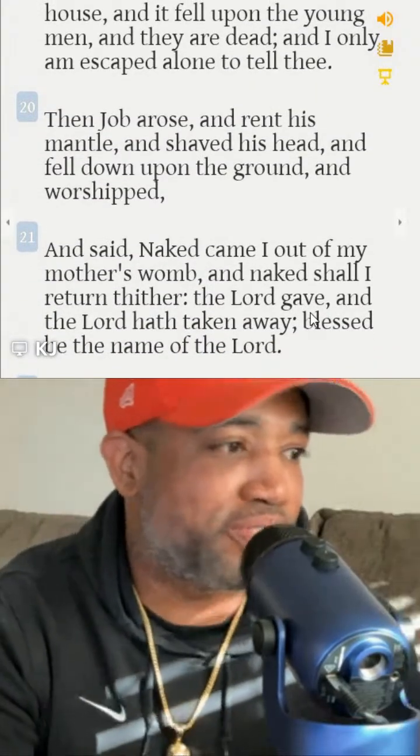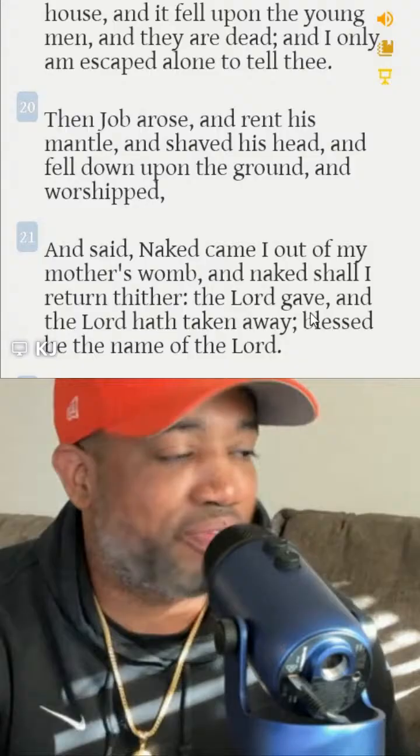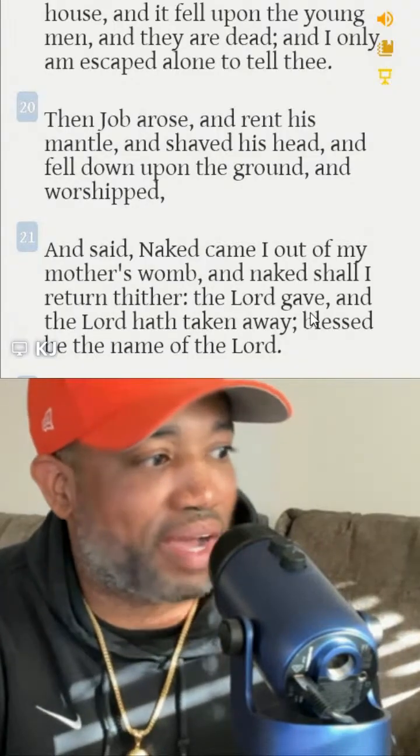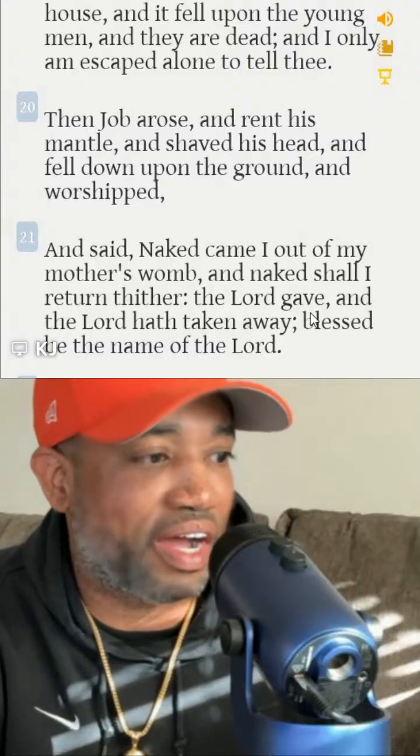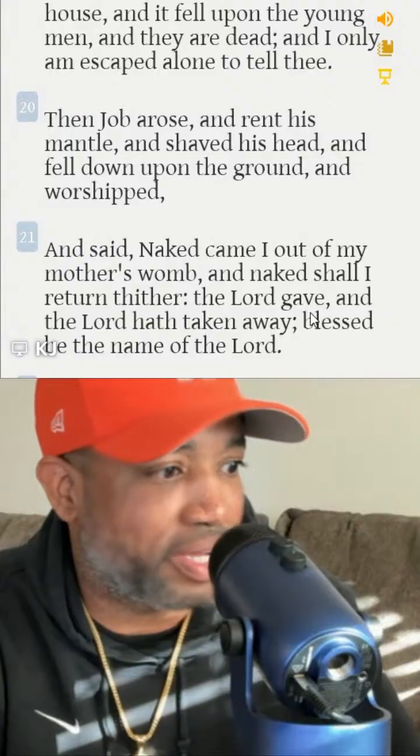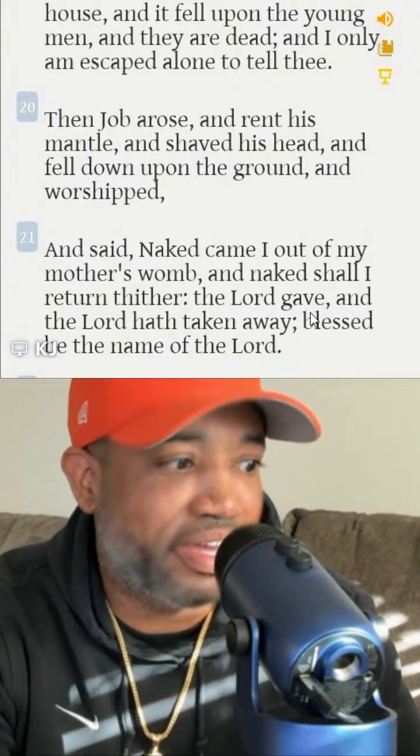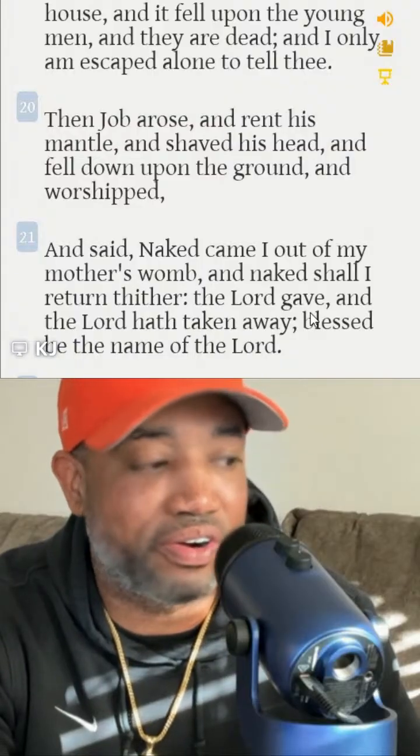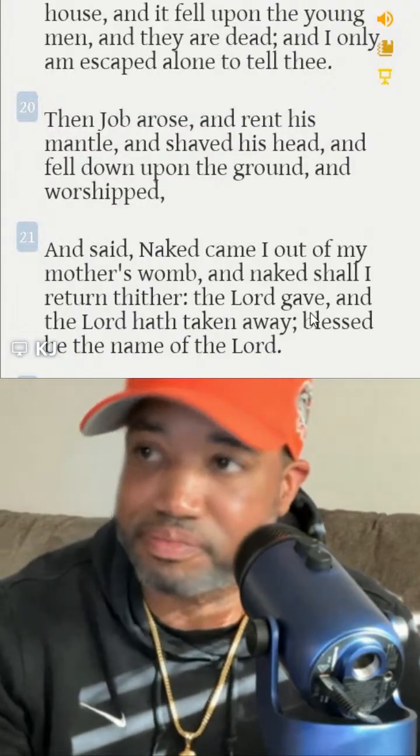Then Job arose and rent his mantle and shaved his head and fell upon the ground and worshipped and said, naked came I out of my mother's womb, and naked shall I return thither. For the Lord gave, and the Lord taketh away. Blessed be the name of the Lord. In all that Job sinned not, nor charged God foolishly.